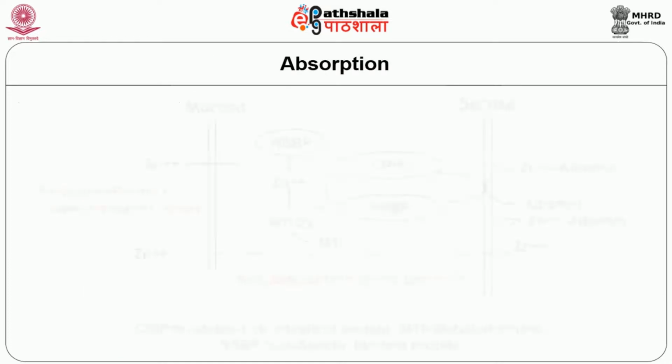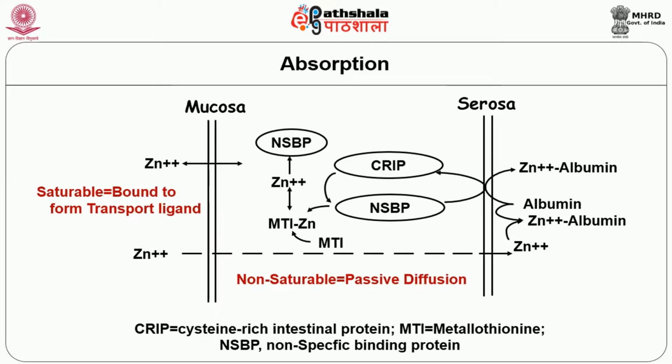This is a schematic representation of absorption in the intestinal cells, known as the enterocyte or the absorptive surface. The absorption takes place in the jejunum and ileum. You can see the mucosa is the first site for zinc absorption, and the other side is serosal, which is in contact with the blood plasma.